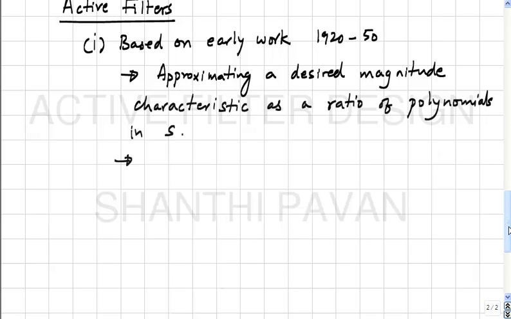Do you understand the question? Figure out how to approximate a desired magnitude characteristic as a ratio of polynomials in S, so that they could realize them using lumped elements, namely inductors, capacitors and resistors.